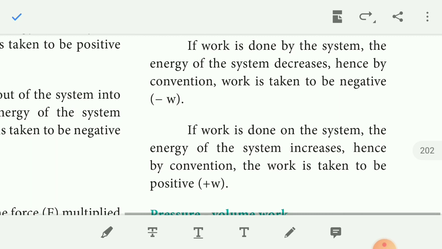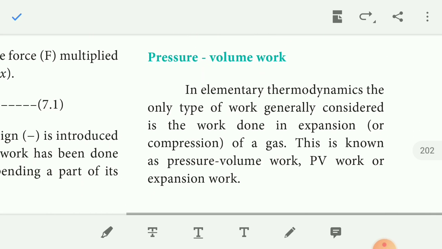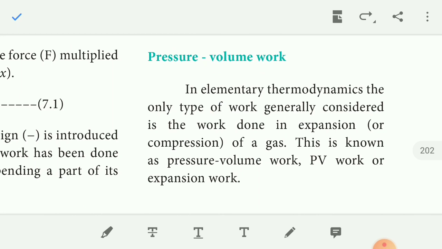Then the next topic, pressure volume work. Pressure is represented by P, volume by V. In elementary thermodynamics, generally only one type of work is considered: the work done in expansion or compression of a gas. This is known as pressure volume work or PV work, or another name, expansion work. So it is the work involved in expansion and compression. Expansion means enlarged. Compression means compressed.